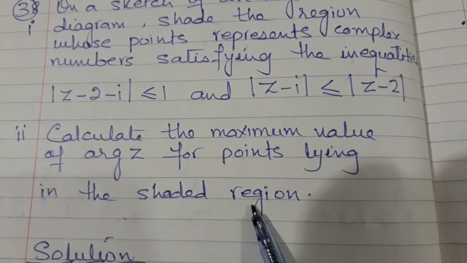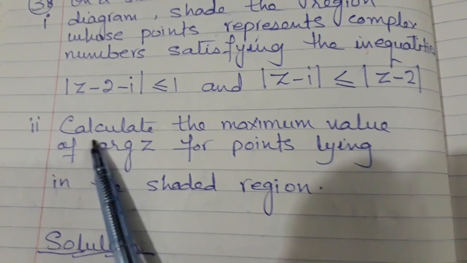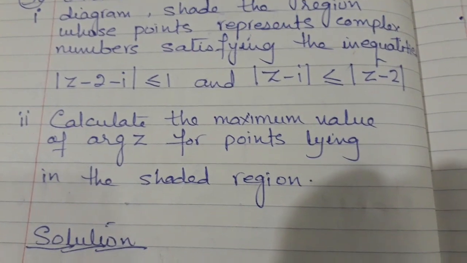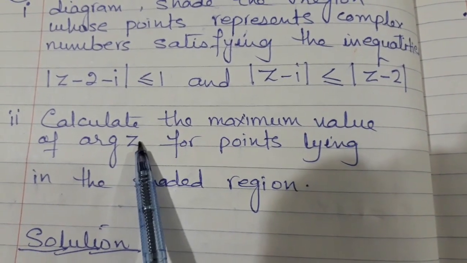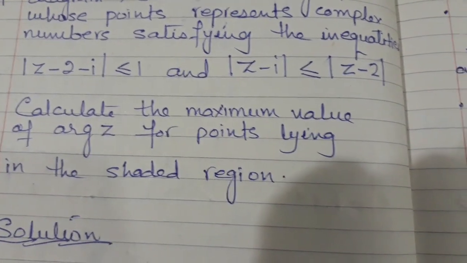Now, part 2 of the question was asking to find the maximum value of argument of z. Now we know argument of z is, for some theta, the angle which is made from a fixed point. In this case, there is no fixed point. It means it is the origin. Argument of z minus 0.